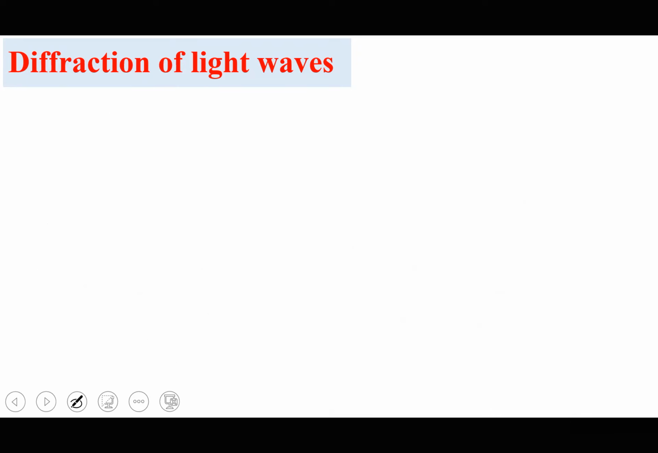For light, I want you to recall the wavelength. You remember in the electromagnetic waves, we mentioned the visible light ranges from 7 times 10 to the power of minus 7 meters to 4 times 10 to the power of minus 7 meters in wavelength. So this was red and this is violet. So this wavelength is very, very small.